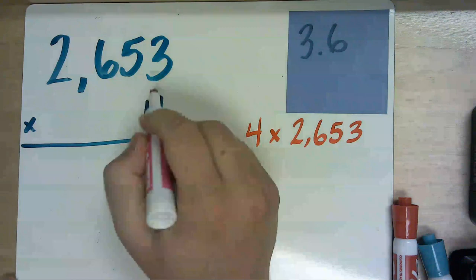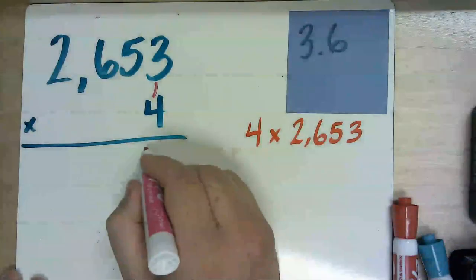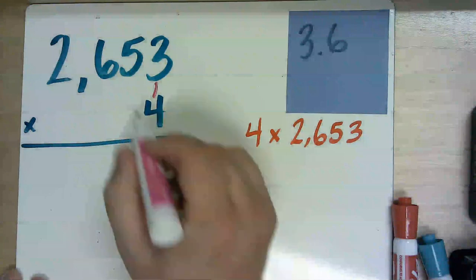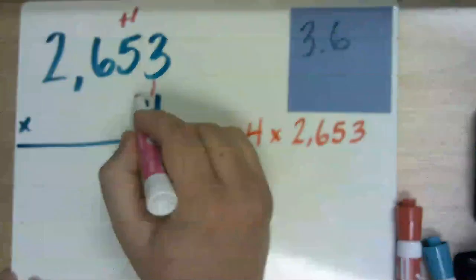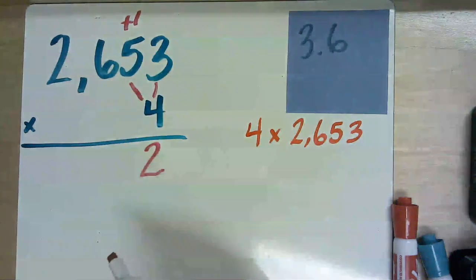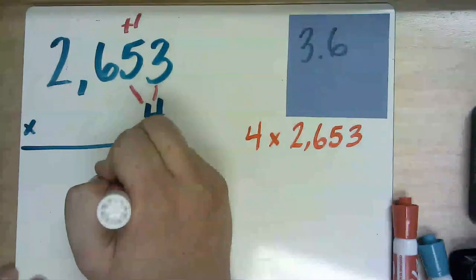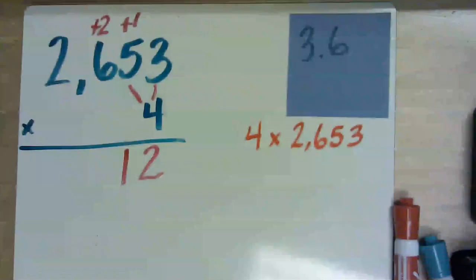All right. First up, 4 times 3. 4 times 3 is 12. Well, the 2 stays here, and I'm going to plus 1 more. Now I'm going to go 4 times 5. 4 times 5 is 20, plus 1 more is 21. So my 1 stays here. My plus 2 goes over to the next place value.